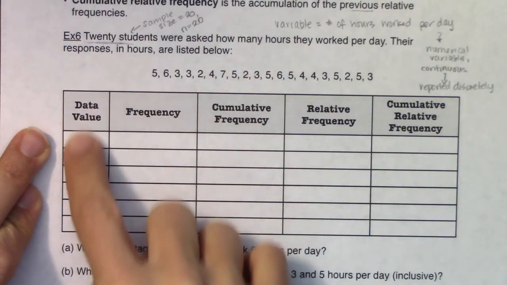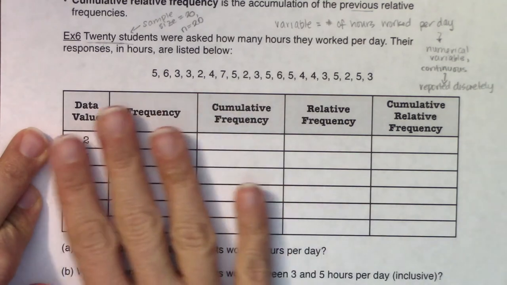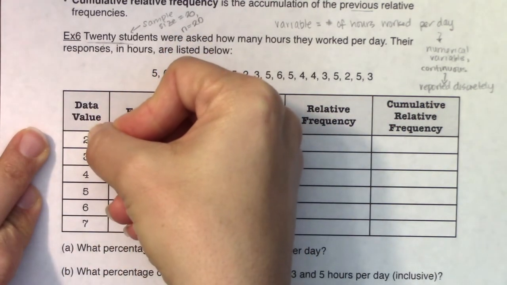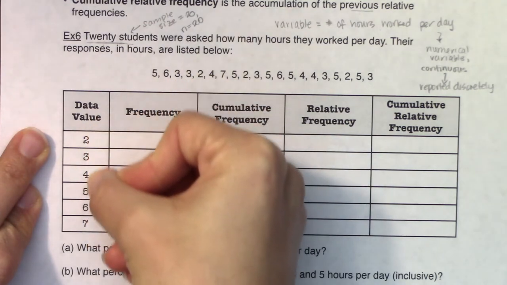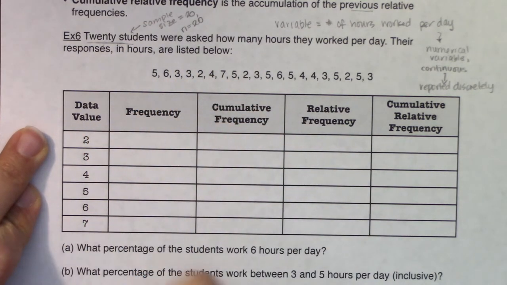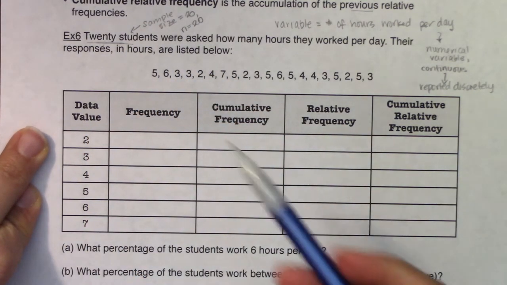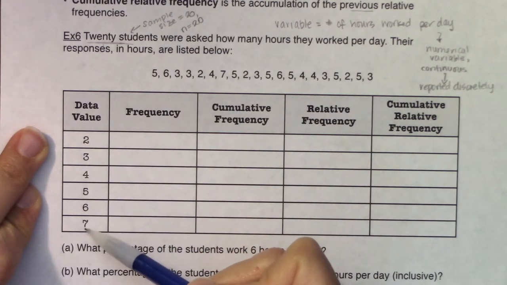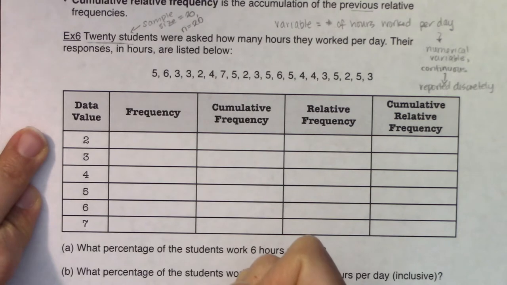So in this first column, and this is a frequency distribution, right? This is this giant frequency table. For my data value, I put my literal data values. These are the values of my variable. And in terms of frequencies, I need to take each of these data values and find out how many times they were mentioned in my data set.